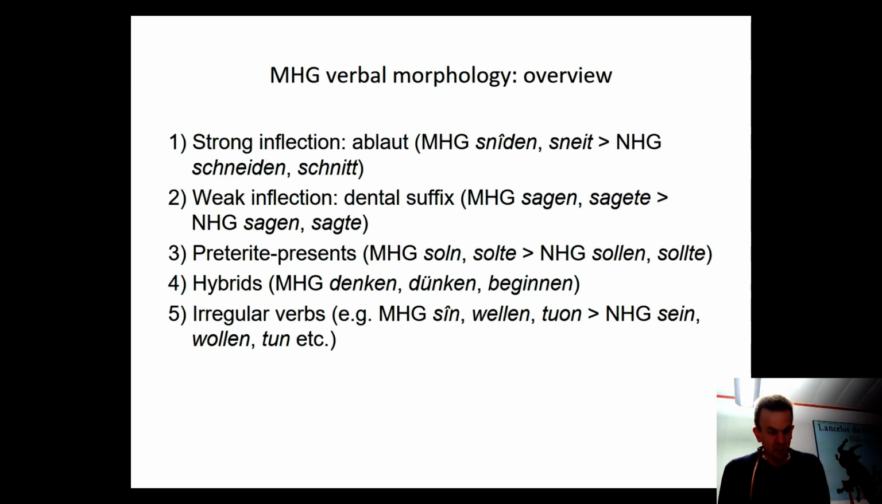A few isolated hybrids such as denken, dünken, and beginnen, and finally a number of morphologically irregular verbs, e.g. Middle High German sehen, wellen, tuon, and a few others.